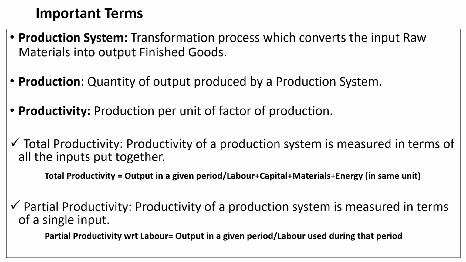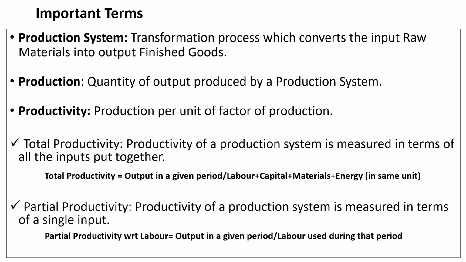Total productivity refers to productivity of a production system as measured in terms of all the inputs put together. So total productivity can be defined as output in a given period divided by all the inputs like labor, capital, materials, energy in the denominator. Now, since productivity is a ratio, we have to always keep in mind that output and inputs both are to be expressed in the same unit.